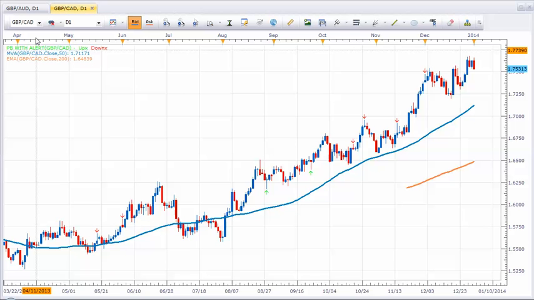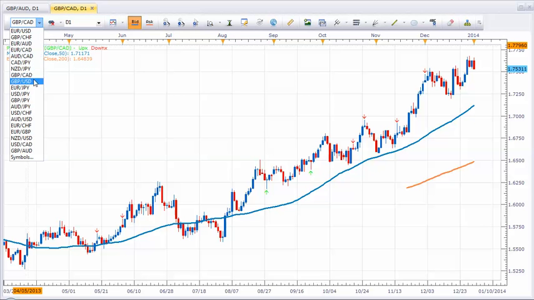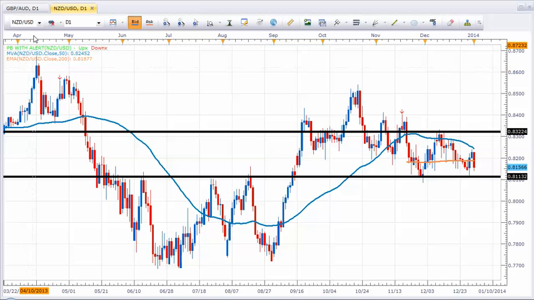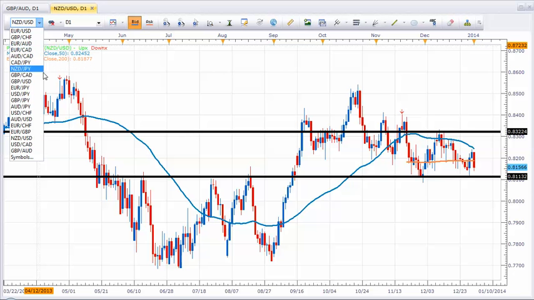Pound Canadian dollar, no real opportunity here. Market's just trending. Counter trend traders, like I mentioned, you'll see a number of that, but I'm just looking for opportunities to go with the trend. New Zealand dollar, yeah, we looked at that already. Okay, there are a couple other pairs I wanted to check out.